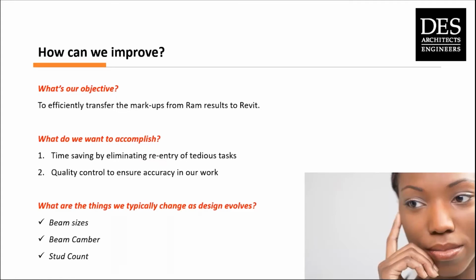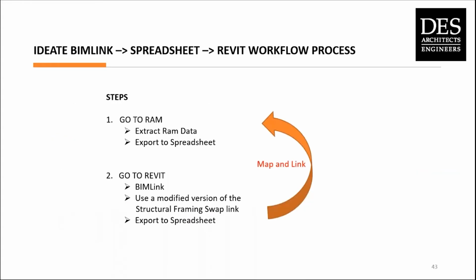So my objective is to efficiently transfer the markup from RAM result to Revit. And what was I trying to accomplish? Well, obviously time saving, because the task is too tedious and too boring. And number two, quality control to ensure accuracy in our work. And what are the things that we typically change as design evolves? Only three things: beam sizes, beam cambers, stud counts. So I'm going to take you through my workflow process.